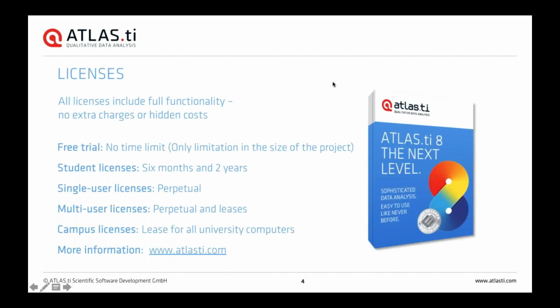And today, of course, we're going to focus on ATLAS.ti for Mac. So if you do decide to purchase the software ATLAS.ti for Mac, and so you have it installed on your computer, well, all of our licenses always include full functionality. So that means it's a one-time purchase and you get the whole software. There's no extra charges or hidden costs that'll come up later on down the road. And in addition to this, any updates that we release to ATLAS.ti 8 are also included for free.